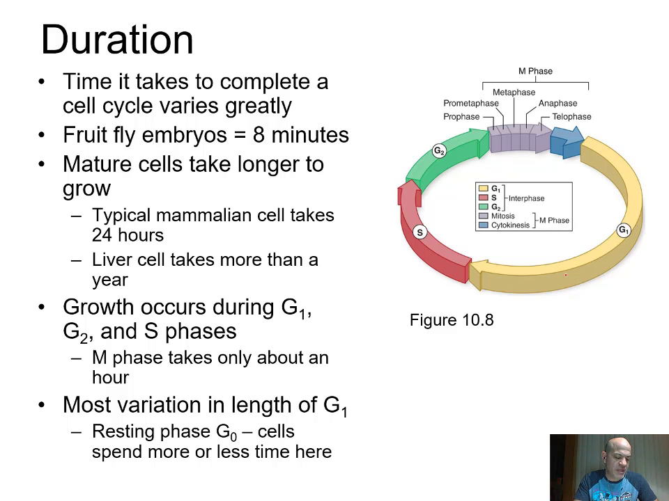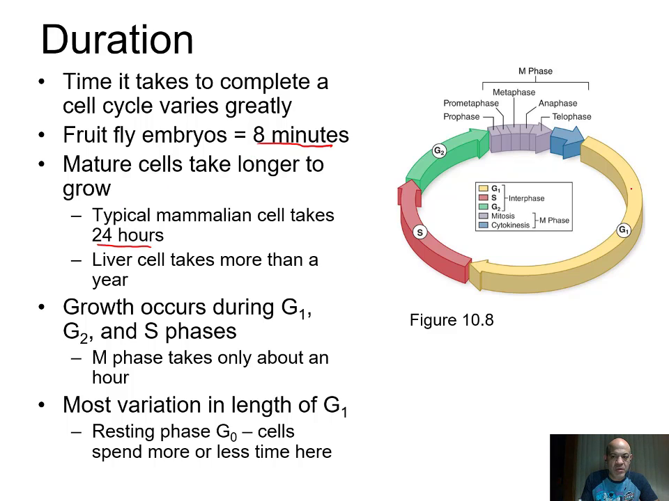If you're a very early embryo in early embryonic development, sperm fertilizes the egg, and cells are going to be dividing rapidly. That can be as short as 8 minutes, like in fruit flies, or every 20 minutes in other embryos. And for mature cells, a mammal cell may take 24 hours.